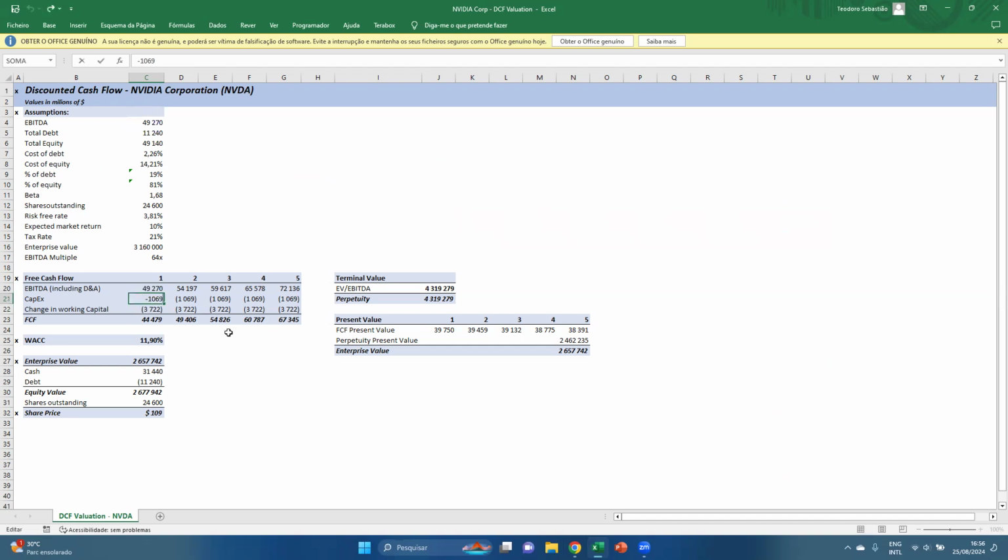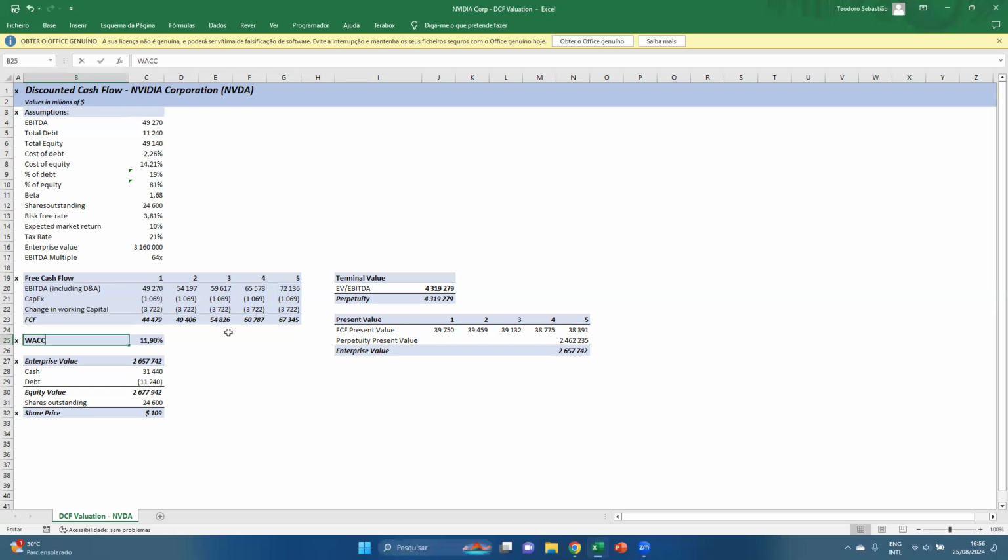So we subtract our capex, the capital expenditures that we use for investing in properties and those things, and the change in net working capital. If it's negative, we also subtract the change in net working capital, and we are going to have the results here of free cash flow in the first year, the second year, the third year, the fourth year, and the fifth year.